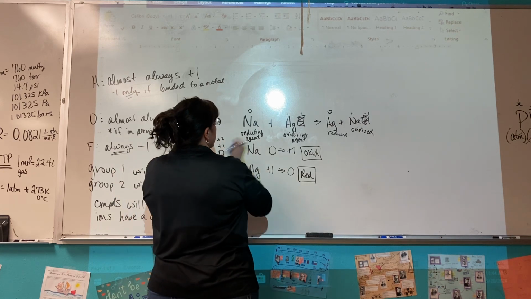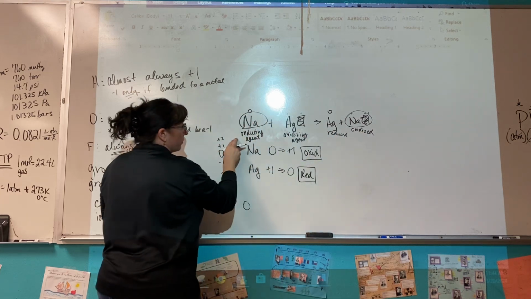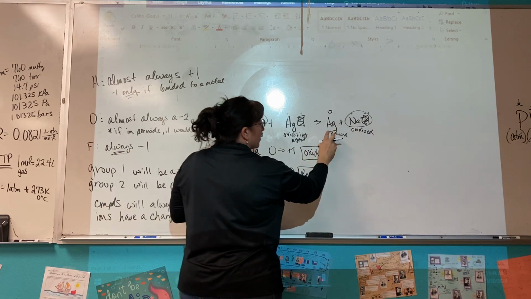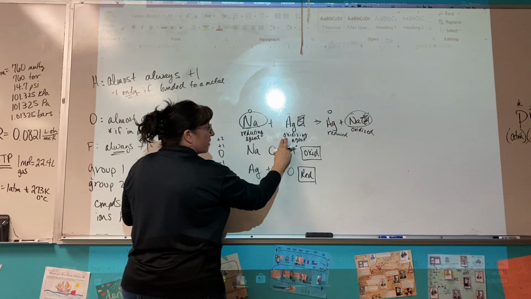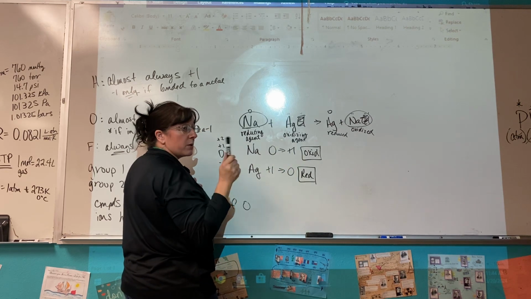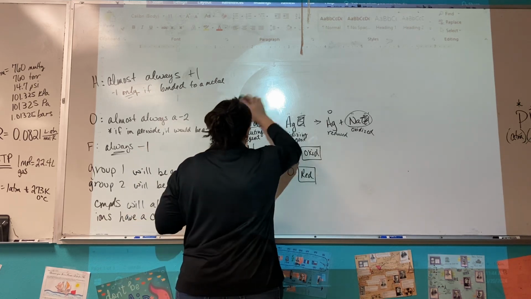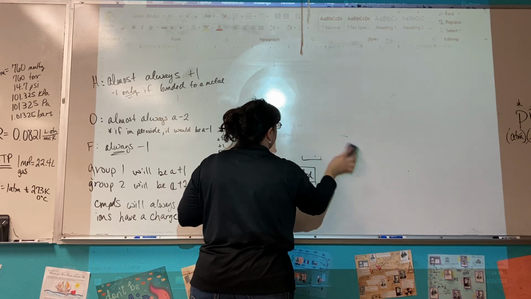So look, sodium right here, and sodium. If it's oxidized here, you call it the reducing agent. Silver was what was reduced, so on this side you call it the oxidizing agent. Do y'all understand that? So that was the last part of that worksheet that some of y'all were a little confused on. Okay, let's do another one.